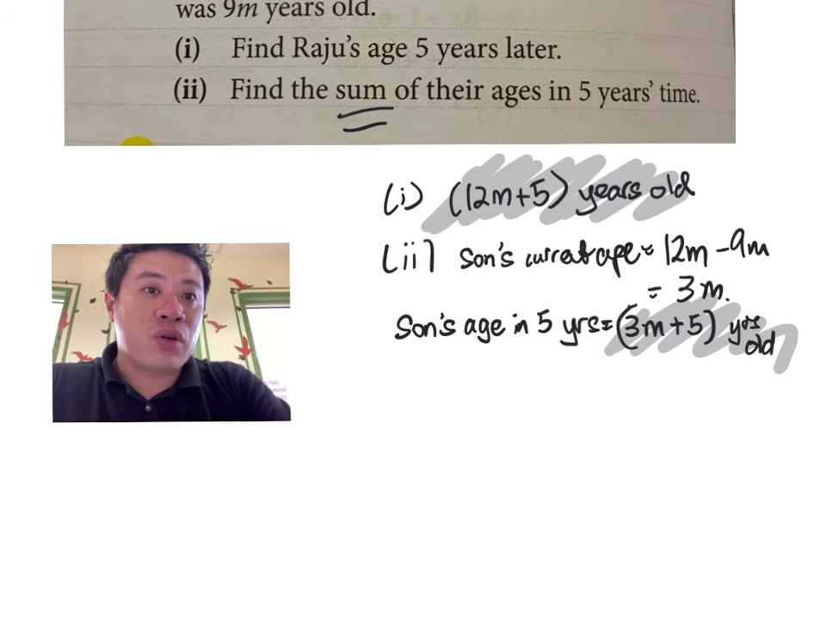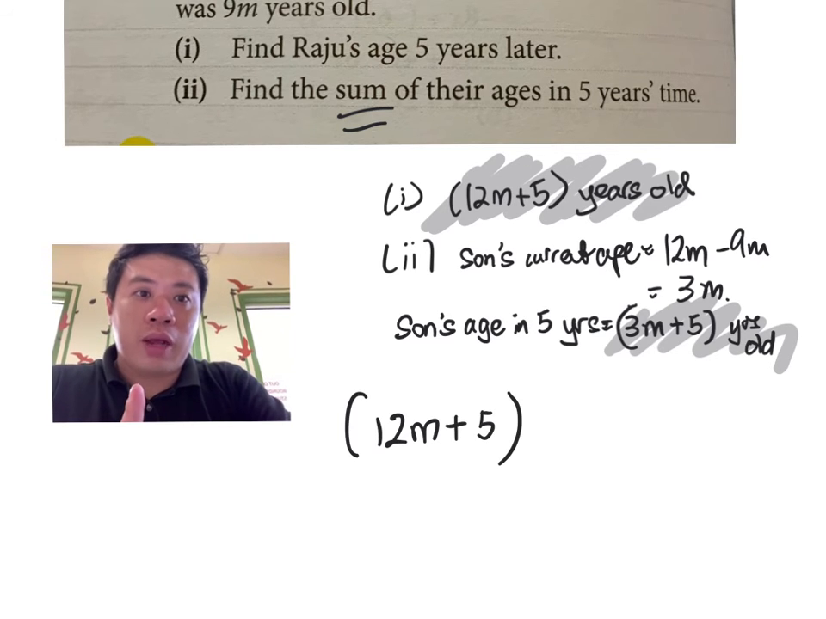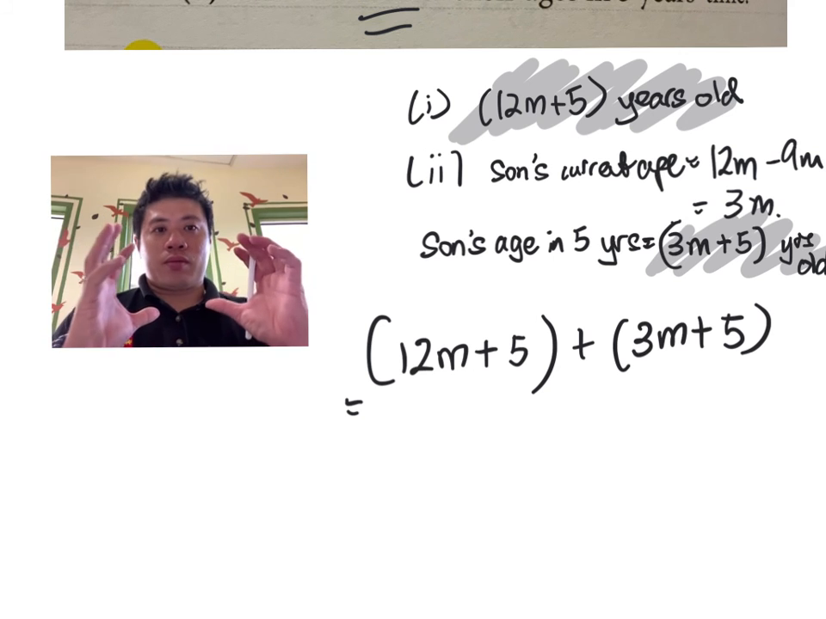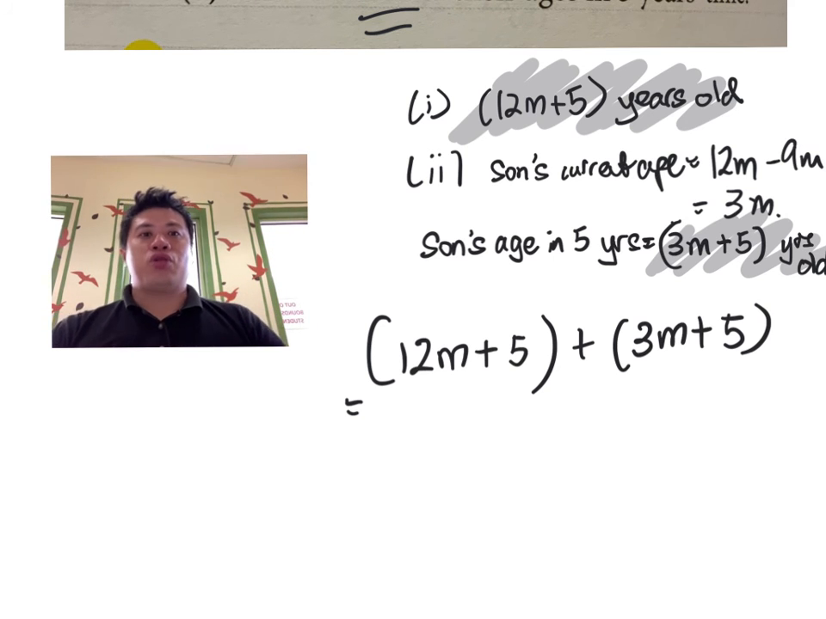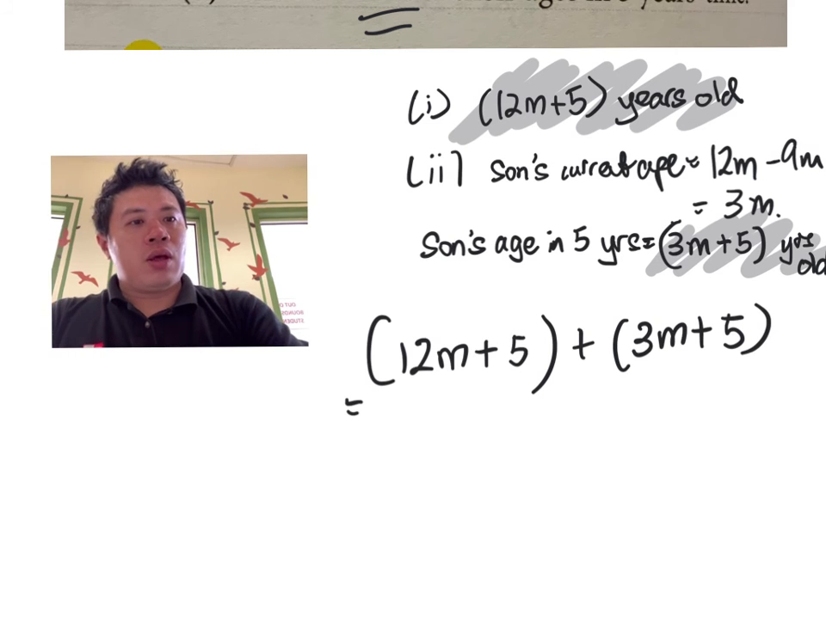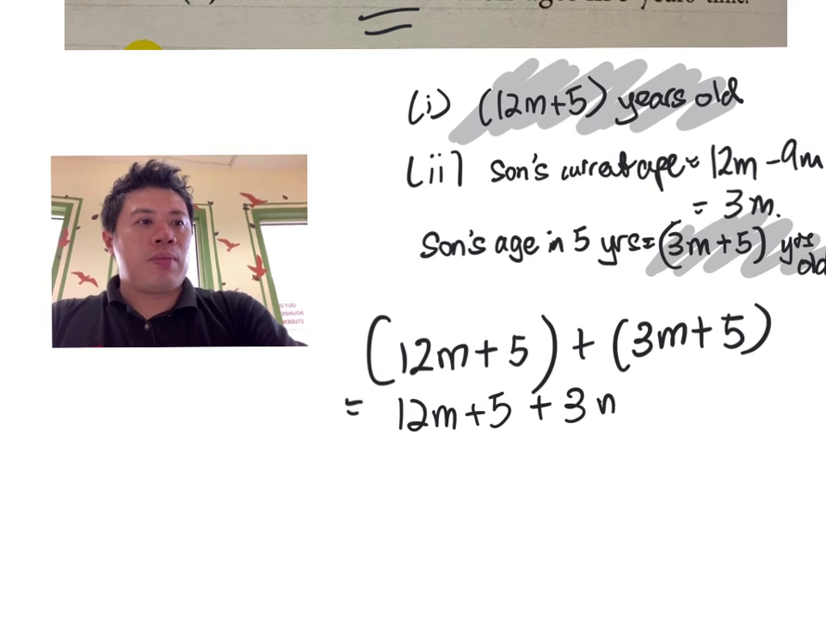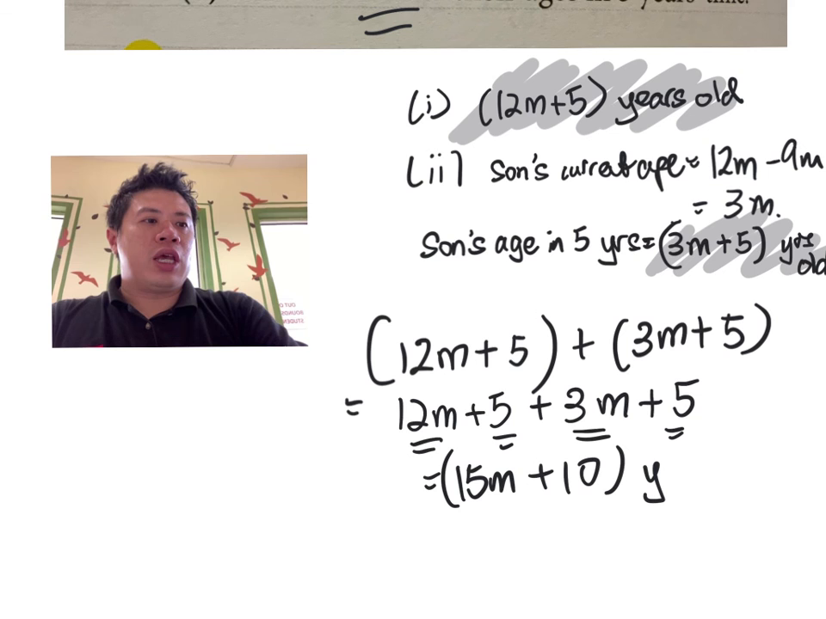Since the question asks for the sum, you take 12M plus 5, this is Raju's age. Again, put a bracket. Every time you're doing a question like this where it's contextual, you put a bracket around it before you remove the bracket. Same as substitution, put a bracket before you remove the bracket. Okay, so 12M plus 5, 3M plus 5. 12 and 3 will give you 15M, 5 and 5 will give you 10. So the sum of their ages in 5 years time will be 15M plus 10.